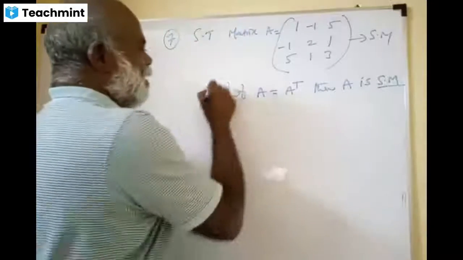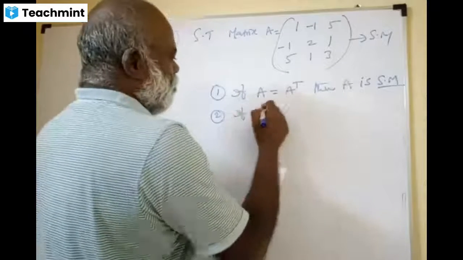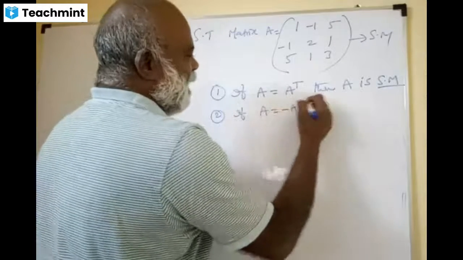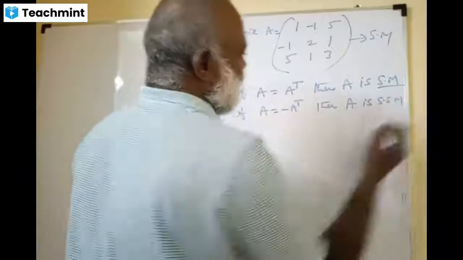This is number one, we are talking about A. See, if A is minus A transpose, then A is a skew symmetric matrix.